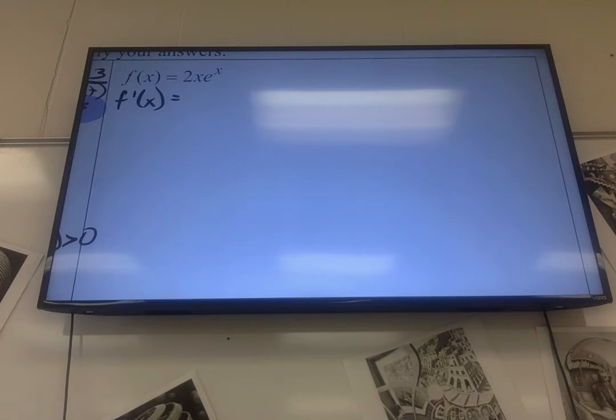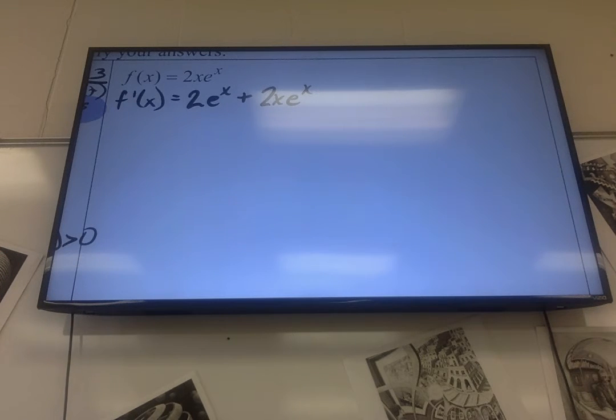Because that's 1. e to the x plus 2x e to the x. Very good. What are they using? The exponential thing. Yes, both of you are right. They're using the product rule. And the derivative of e to the x is e to the x.